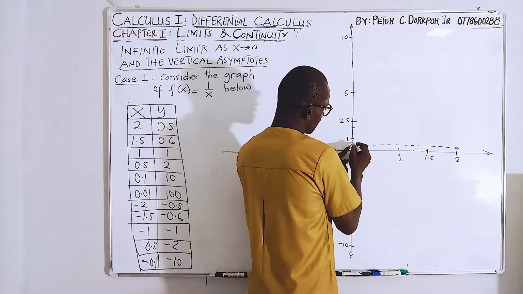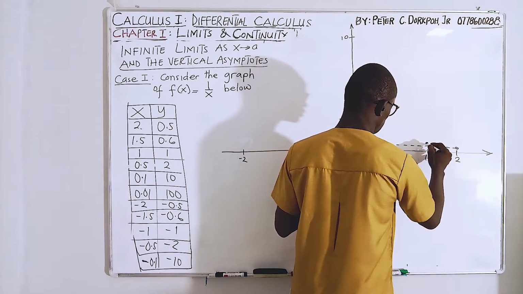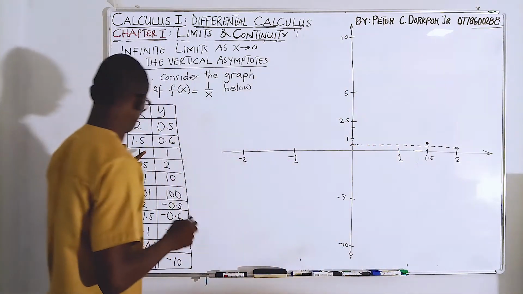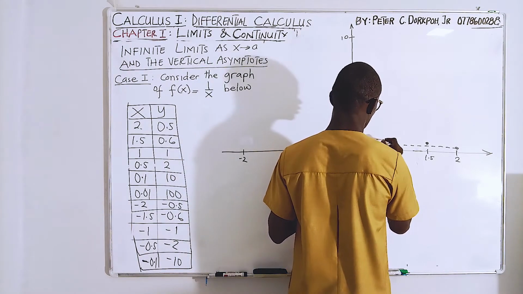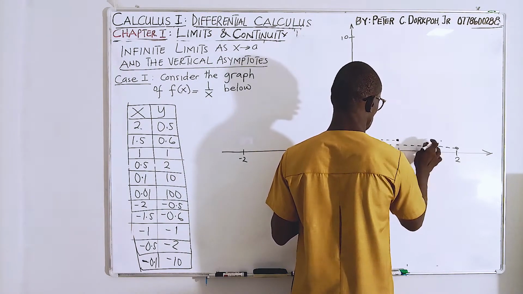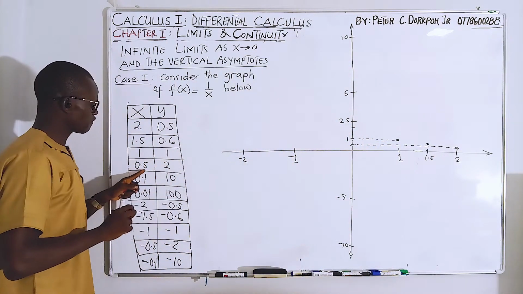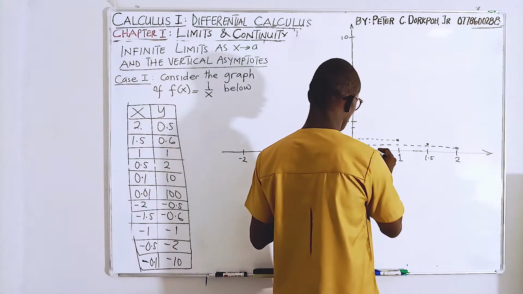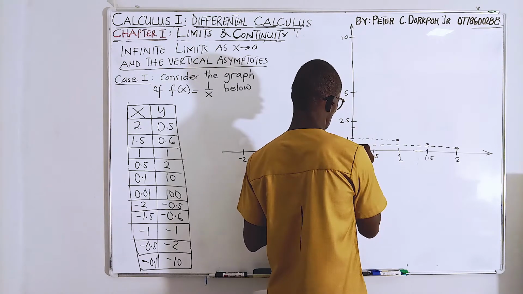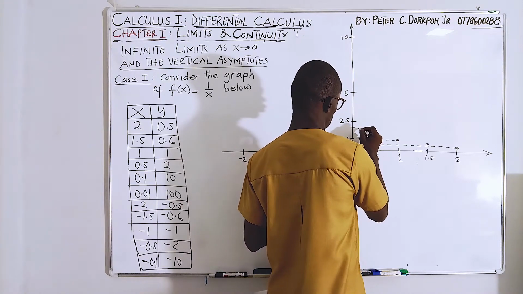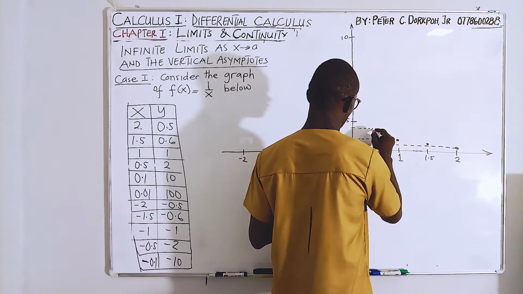So 0.6 now is slightly above 0.5. So when x is 1, y will be 1. So you have it like this, also 1. This one is a bit lower. When x is 0.5, y is 2. When x is 0.5, it is right here. y is now 2. We have it right there.